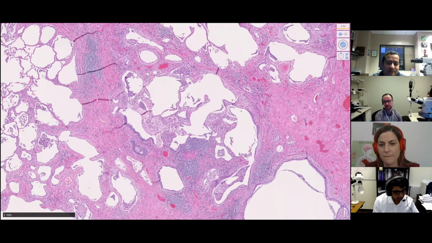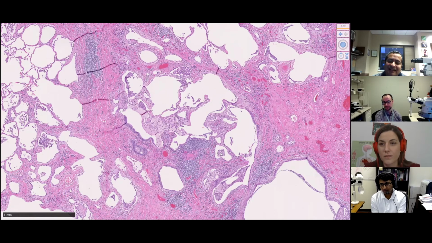I think it also depends on the demographics of the patient, right? If this is a 40-something-year-old patient with what looks like UIP, I think that's another clue that this is not your standard UIP in a 65-year-old male, right? That would be another clue that there's potentially a familial component. Irene, thoughts?